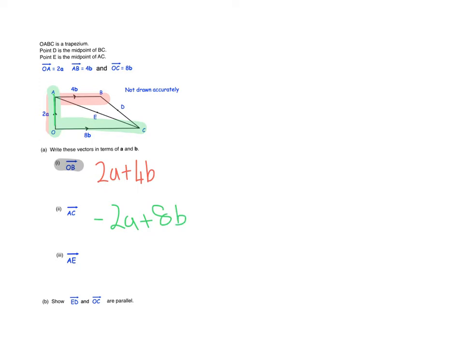And then A to E. A to E is the midpoint. So E is the midpoint of A to C. So if I've already got A to C and I want A to E, it's half of that. So it's going to be minus A plus 4B. So half of that one there.